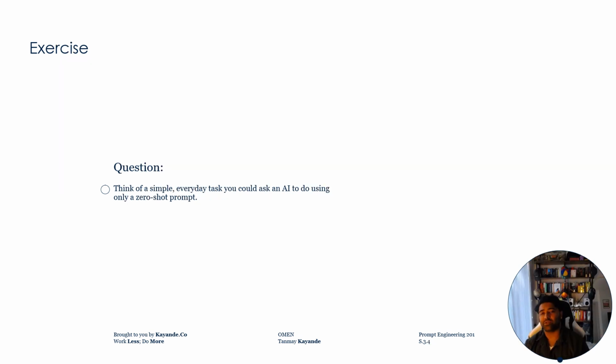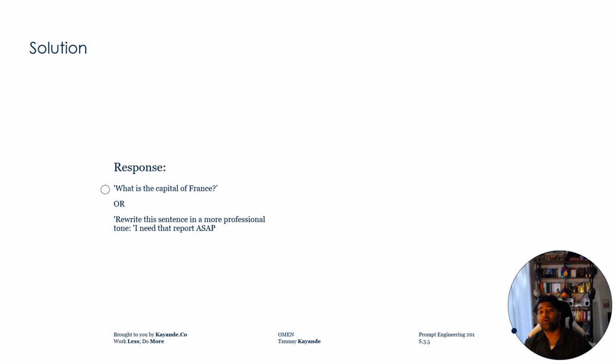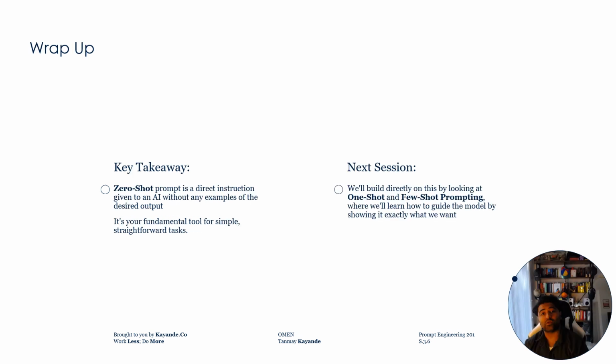Let's try a quick mental exercise. Think of a simple, everyday task you could ask an AI to do using only a zero-shot prompt. For instance, you could ask it, what's the capital of France? Or rewrite the sentence in a more professional tone: "I need that report ASAP." These are direct commands that don't require any prior examples for the model to understand the goal.